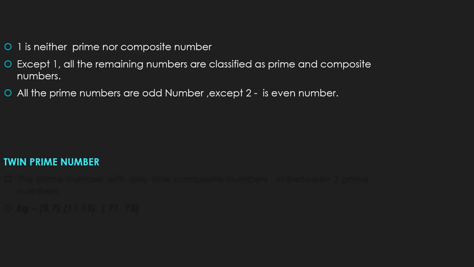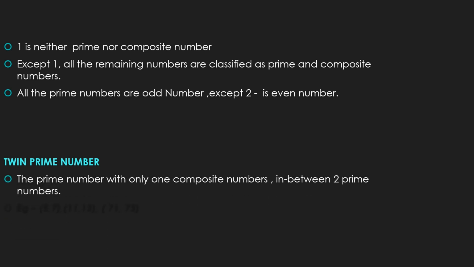So next we are moving to twin prime numbers. What is a twin prime number? It is a pair of prime numbers with only one composite number in between them. In the earlier slide I showed you the 25 prime numbers between 1 and 100. In that, let us take an example of two prime numbers, 71 and 73.